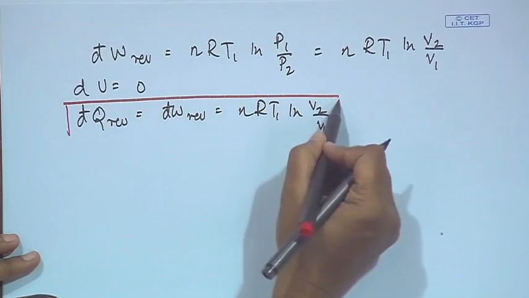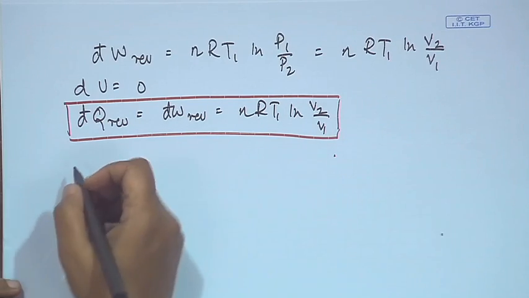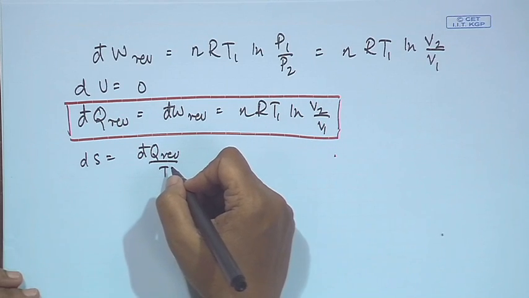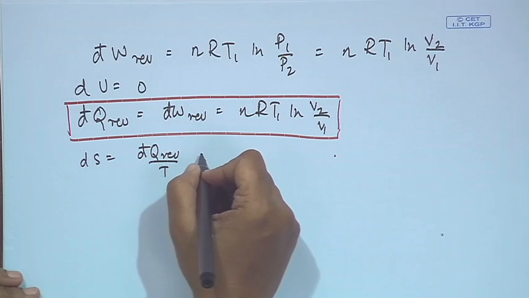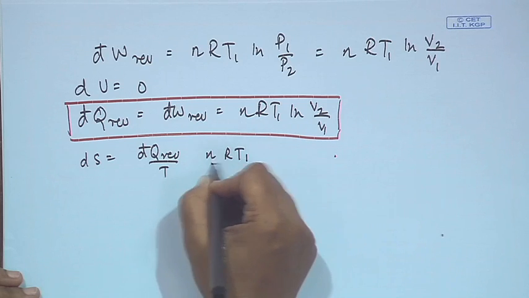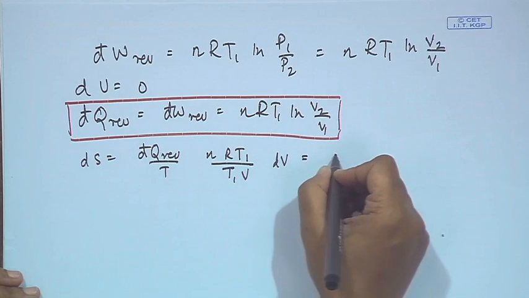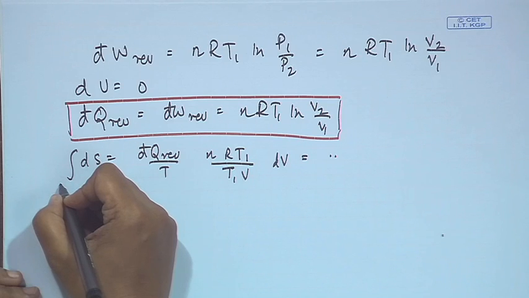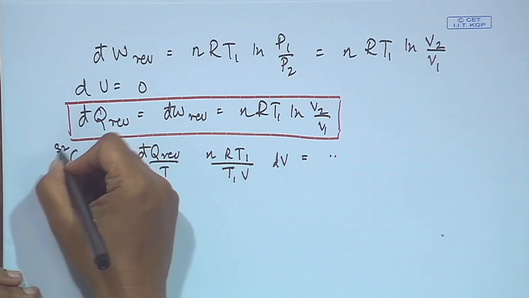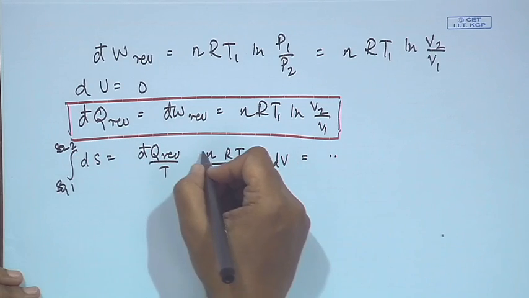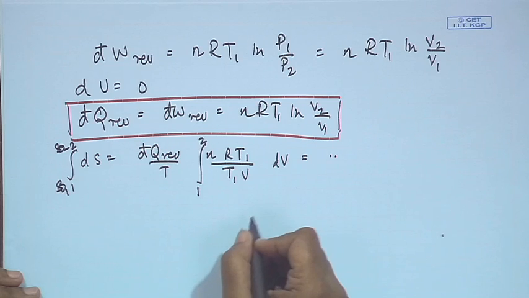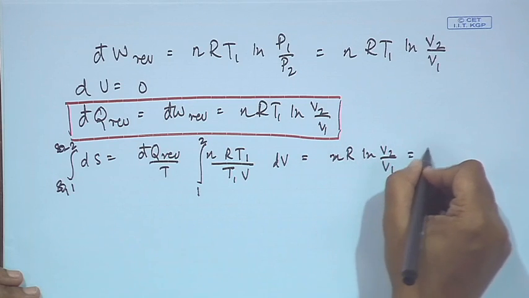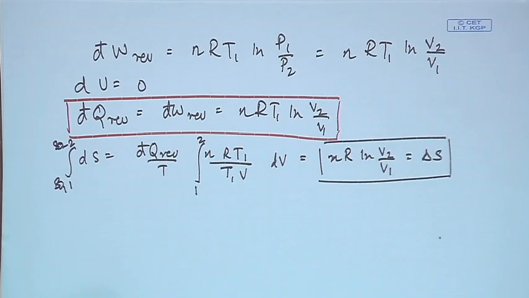But here we are required to find out the entropy change as well. If you recollect, dS is nothing but equal to dq reversible by T. In this case, T remains constant. So, if we substitute, we get nRT1 by T1V dV, and if you integrate this equation from state 1 to state 2, this gives us nR ln V2 by V1. This is equal to delta S for this process, right.